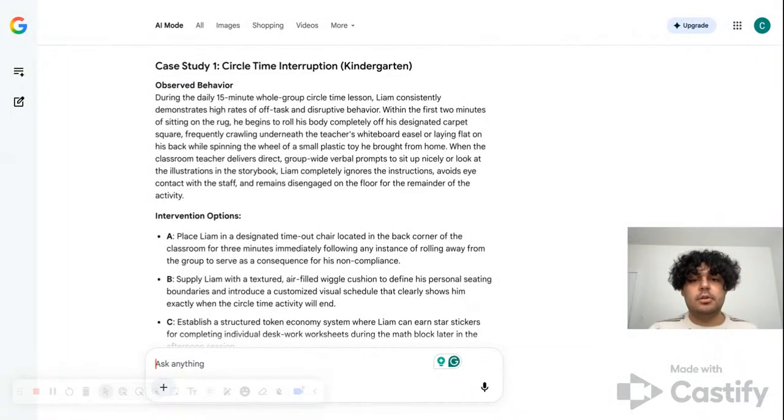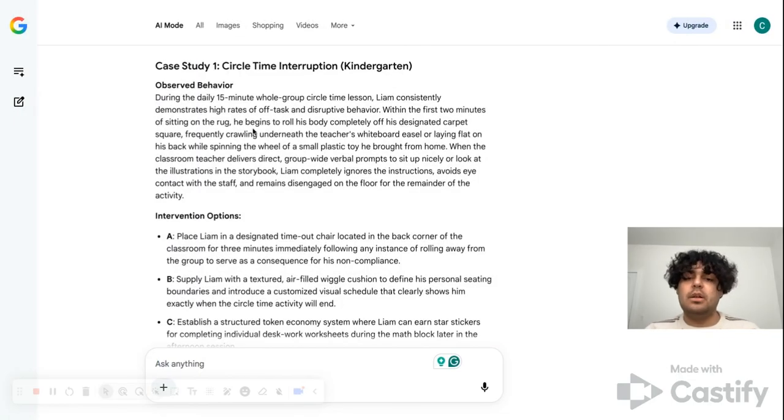Well, I've had Google AI create some quizzes for observed behavior in the classroom, and we're going to guess what intervention is best in these scenarios. So we're going to start with case study one: circle time interruption for kindergarten. The observed behavior is during the daily 15-minute whole group circle time lesson, Liam consistently demonstrates high rates of off-task and disruptive behavior. Within the first 2 minutes of sitting on the rug, he begins to roll his body completely off his designated carpet square.